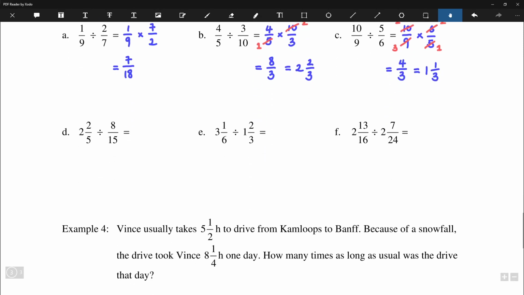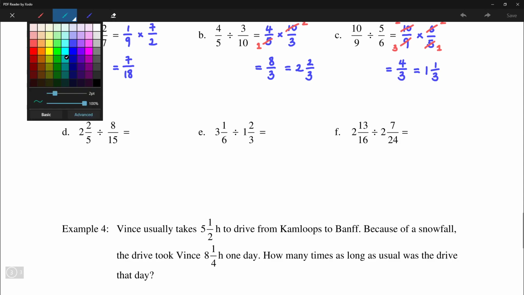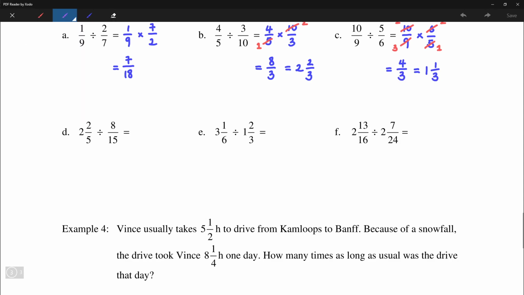So the next three examples involve some mixed numbers, so you can rewrite them as improper fractions first. So in this first case, instead of 2 and 2/5, we have 12 over 5. And then the reciprocal of 8 over 15 is 15 over 8. Again, we can simplify before multiplying in this case.